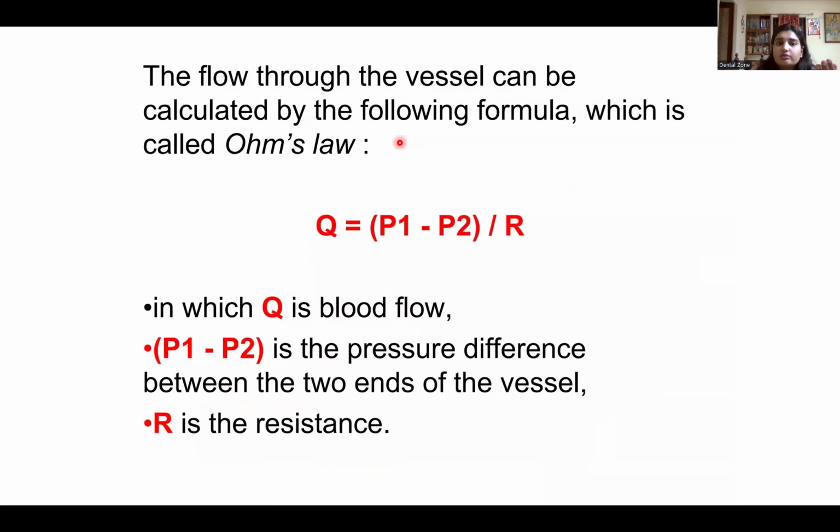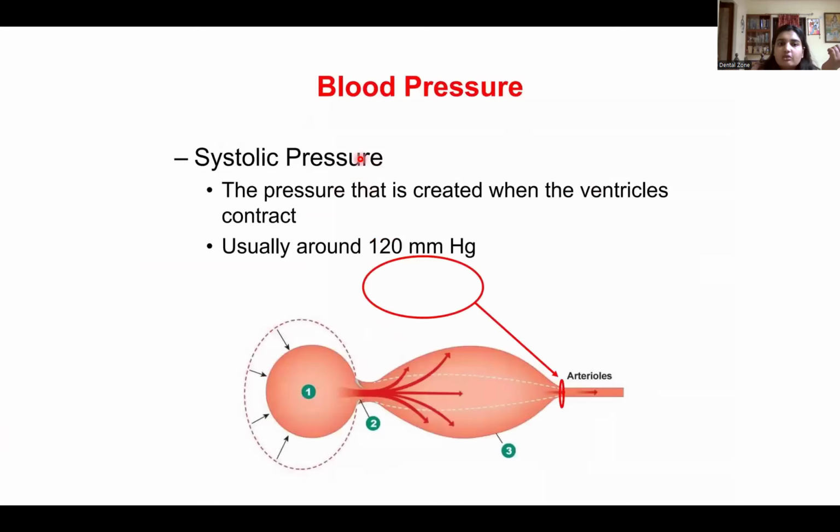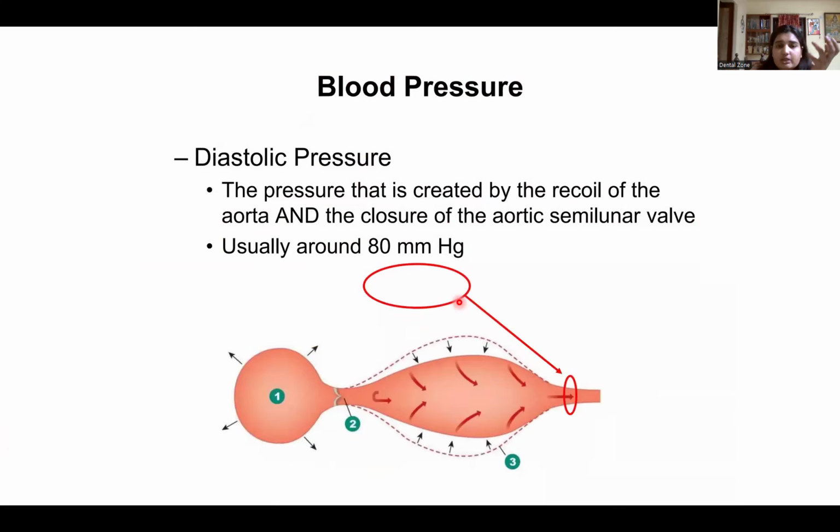The flow through the vessel can be calculated by Ohm's law. It is P1 minus P2, which is the pressure difference between 2 points, divided by the resistance. So systolic pressure is the pressure that is created when the ventricles contract. When the ventricles contract, the pressure that is created in the artery is around 120 mmHg. Blood pressure, the diastolic pressure, is the pressure that is created by the recoil of the aorta and the closure of the semilunar valve, which is around 80 mmHg.